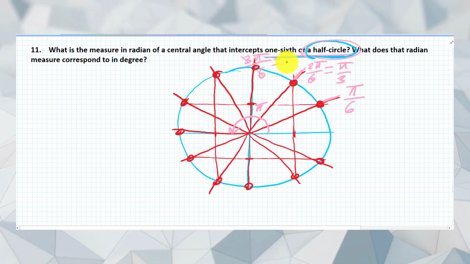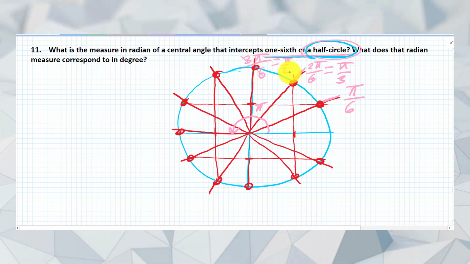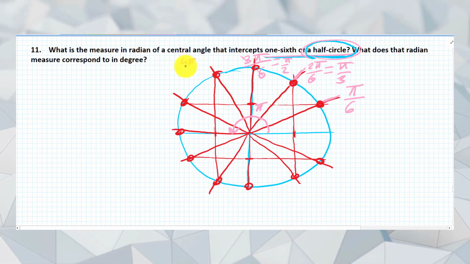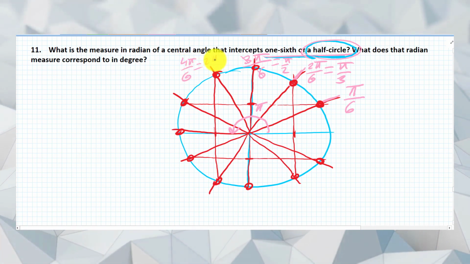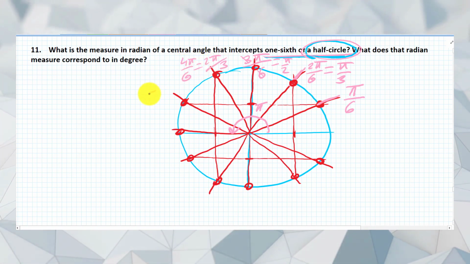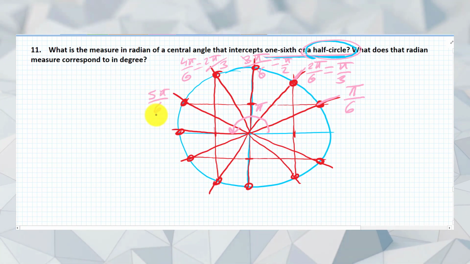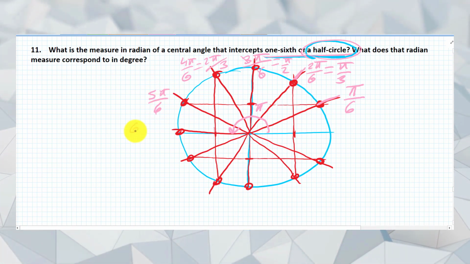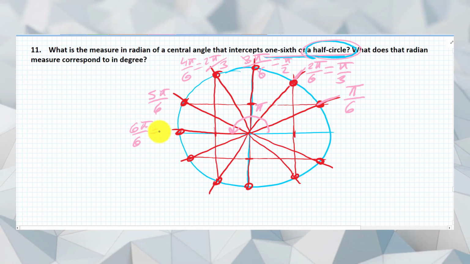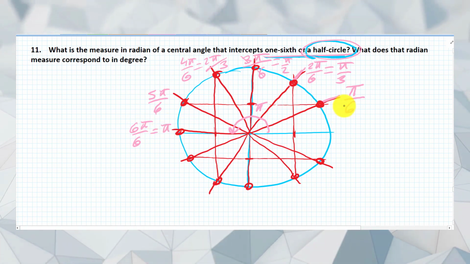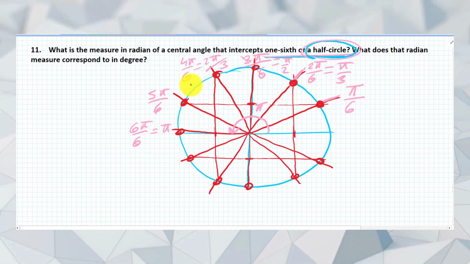If you divide by 3 both sides, you're going to find pi over 2. 4 pi over 6, 4 pi over 6 is 2 pi over 3. 5 pi over 6, you cannot simplify it. And then 6 pi over 6, we know this one. This is pi, okay? So you can count in pi over 6.